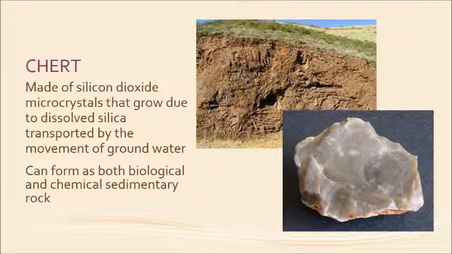Chert formed in this manner is a chemical sedimentary rock. However, some of the silicon dioxide in chert is thought to have a biological origin. In some oceans and shallow seas, large numbers of diatoms and radiolarians live in the water.